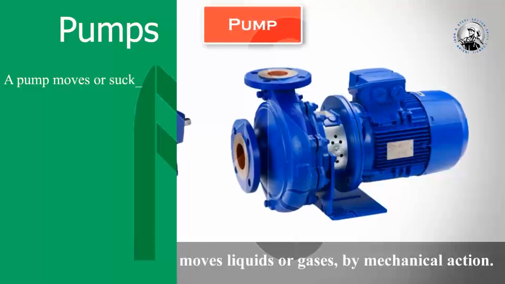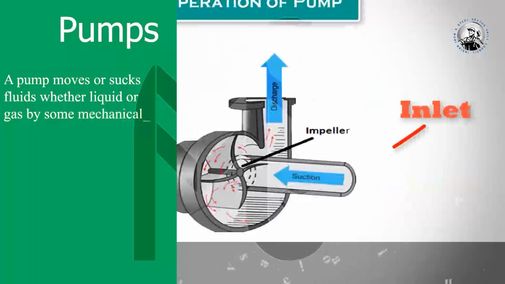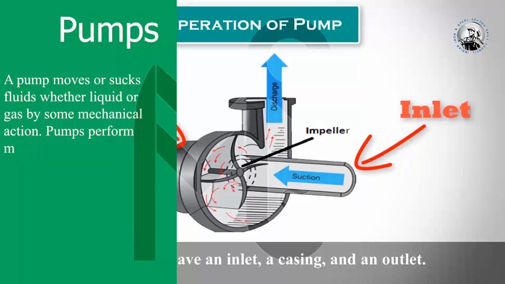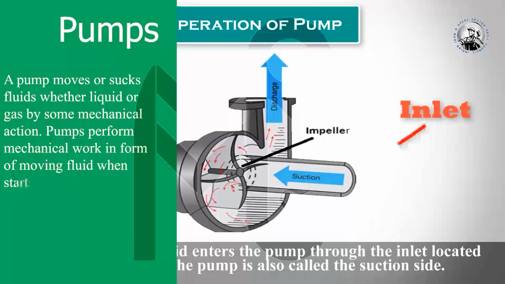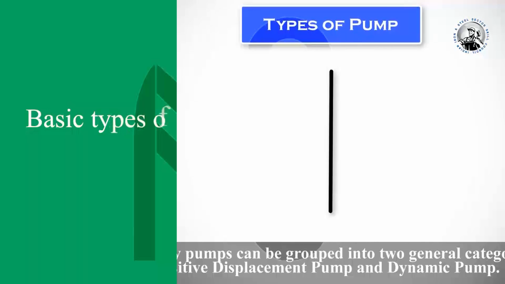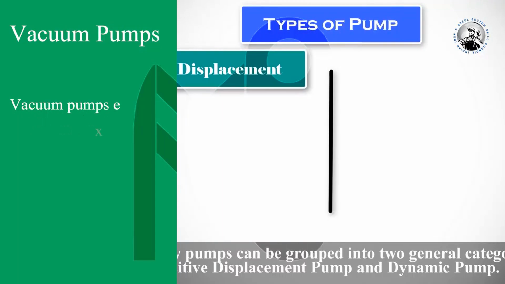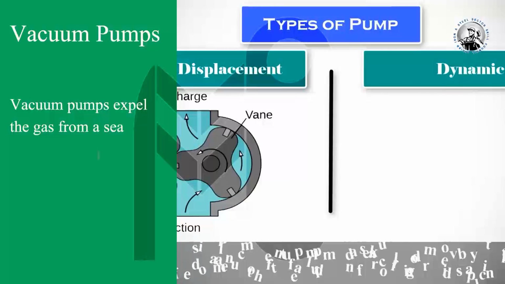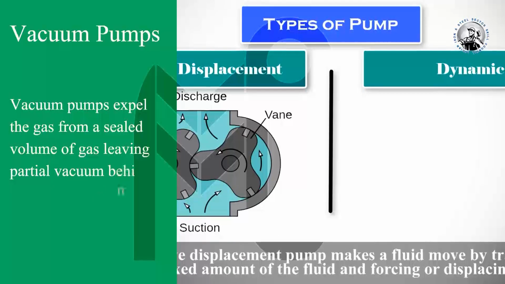Pumps. A pump moves or sucks fluid, whether liquid or gas, by some mechanical action. Pumps perform mechanical work in the form of moving fluid when started by electric power. Basic types of pumps. Vacuum pumps. Vacuum pumps expel the gas from a sealed volume, leaving a partial vacuum behind.